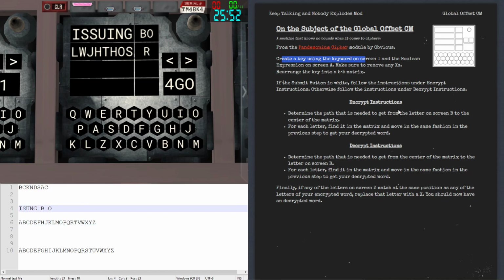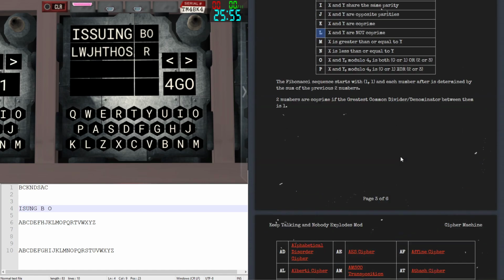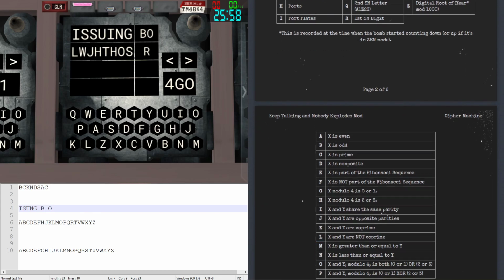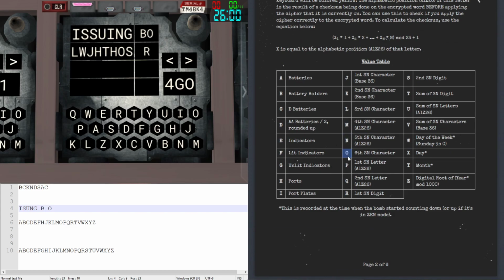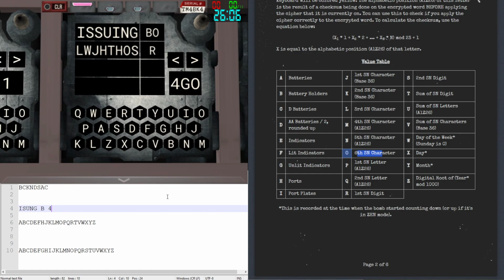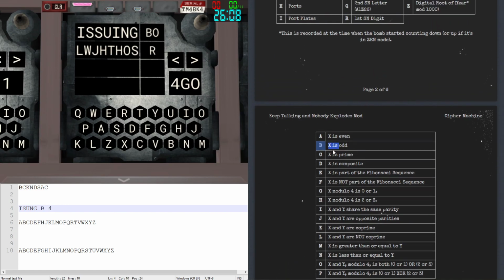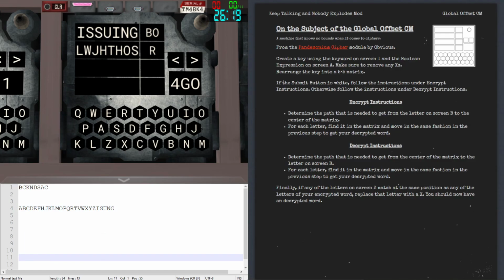And I need to evaluate this Boolean expression. So let's go back here. We have B as our Boolean expression, and we need to figure out what O is. O is the 6th serial number character, which is going to be 4. And it's asking if X is odd, which is going to be false because it's even. So that means we have to take the alphabet and place it in front. The other thing about this is make sure to remove any X's. So we gotta remove an X for this. Rearrange the key into a 5x5 matrix. Easy enough.